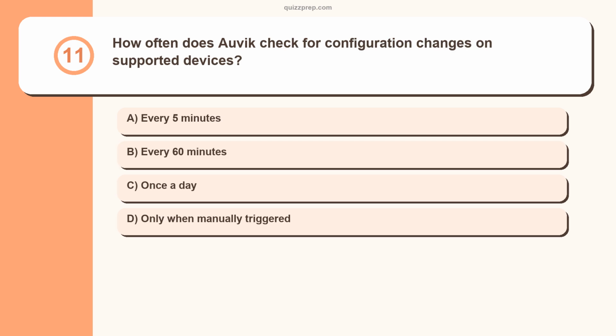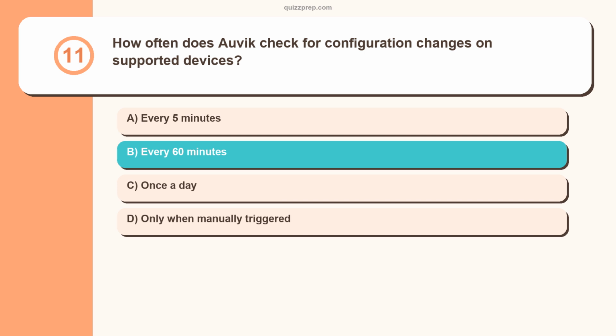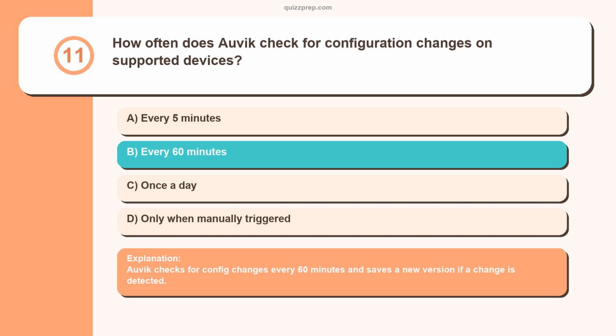Question 11. How often does Auvik check for configuration changes on supported devices? Every 5 minutes, every 60 minutes, once a day, only when manually triggered. Auvik checks for config changes every 60 minutes and saves a new version if a change is detected.